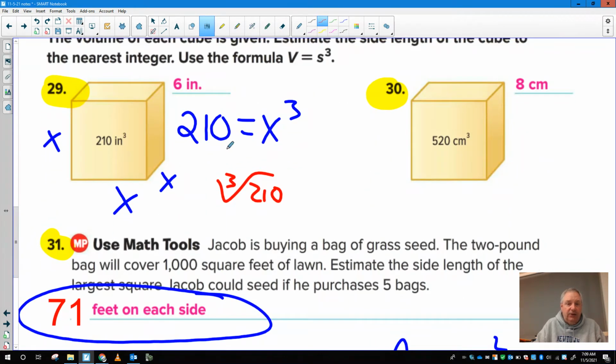All right, and the same thing for like 29 and 30. You're saying, what can you cube to get 210? That's what a cube root is for. That's the whole purpose of a cube root. What can you cube to get 210? You would take the cube root of 210.